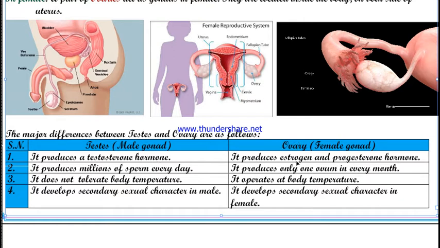And ovaries produce estrogen and progesterone hormone. Estrogen, especially, is also known as female hormone because it develops female secondary sexual characters. The characters which are unique to girls, such as narrow shoulder but broad hips, enlarged breast, sharp voice, and less hair on the body, absence of beard and mustache, etc. are the secondary sexual characters of female.